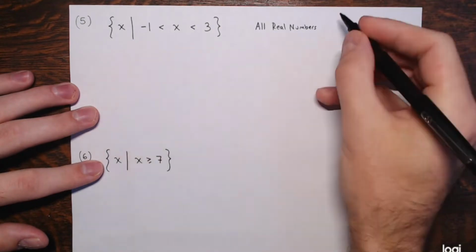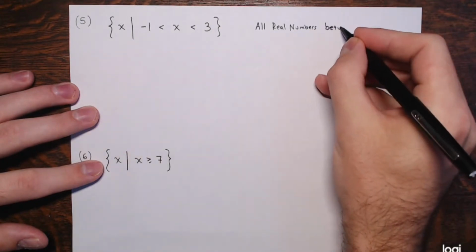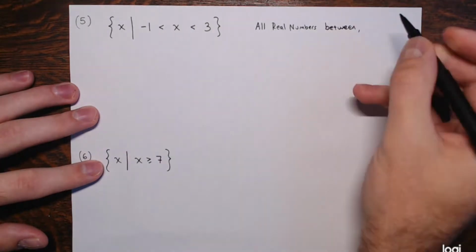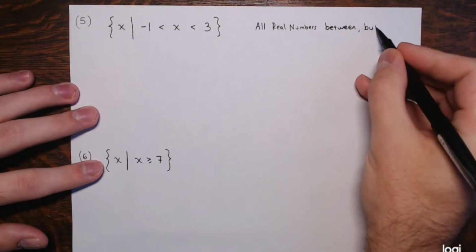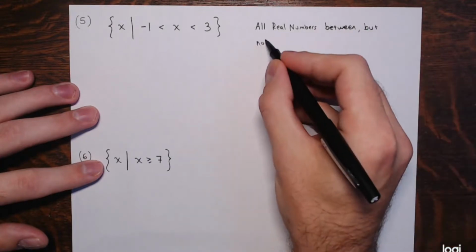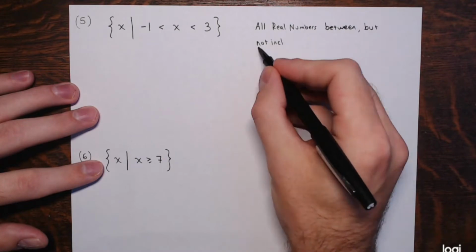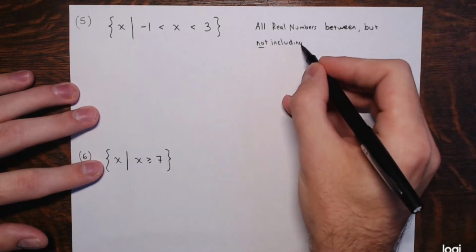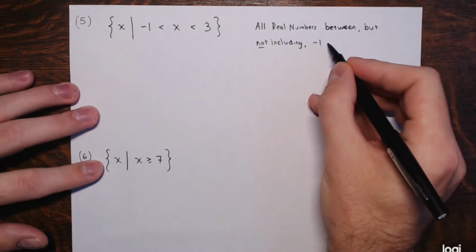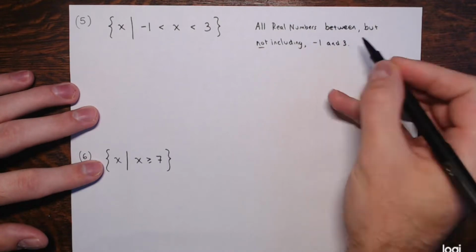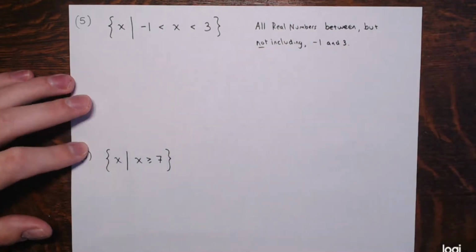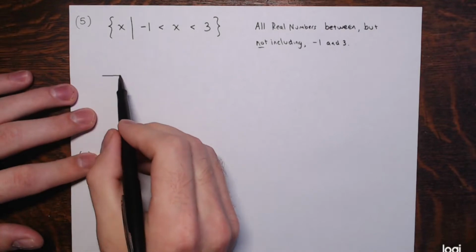So in words, this would be all real numbers between, but not including, negative 1 and 3. Just describing the numbers in words. Now do a picture, a graph.